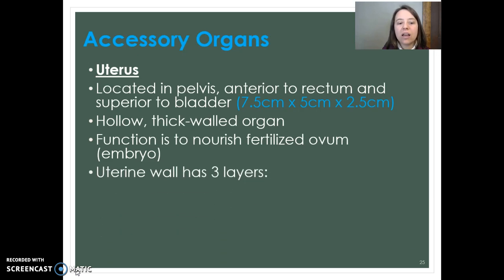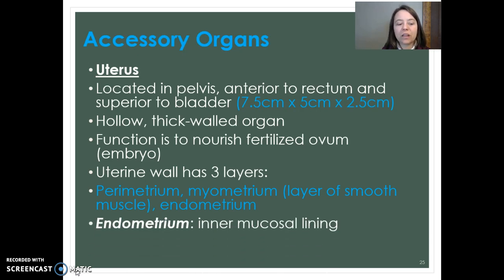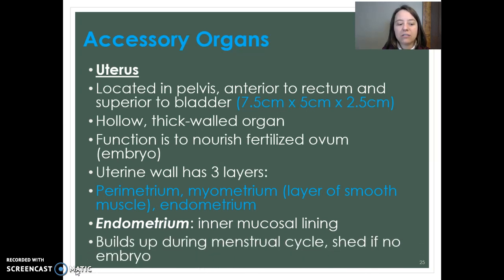The uterine wall has 3 layers: the perimetrium, myometrium, and the endometrium. The myometrium is a layer of smooth muscle, and then the endometrium is the layer that builds up and is sloughed off every month, and we'll talk more about that later. So endometrium, just as I said, is an inner mucosal lining, and it builds up during the menstrual cycle and is shed if there's no embryo.